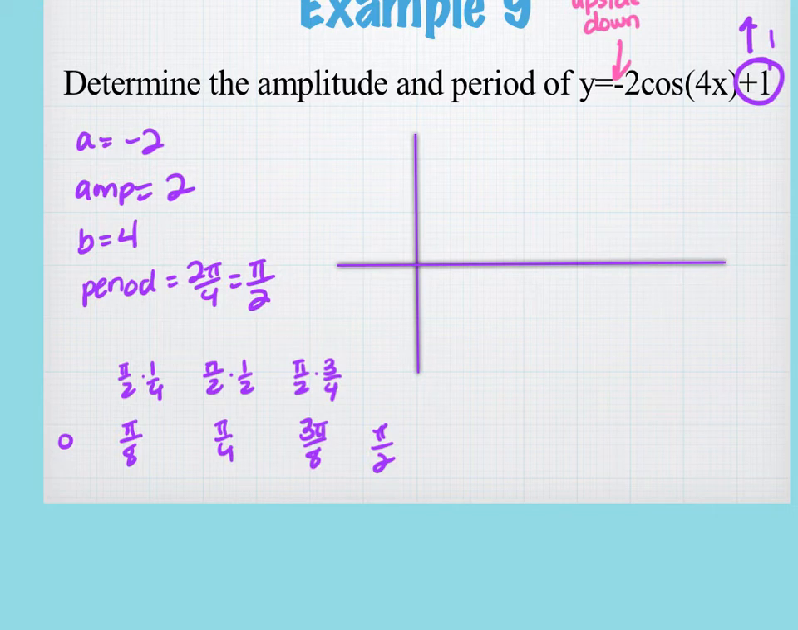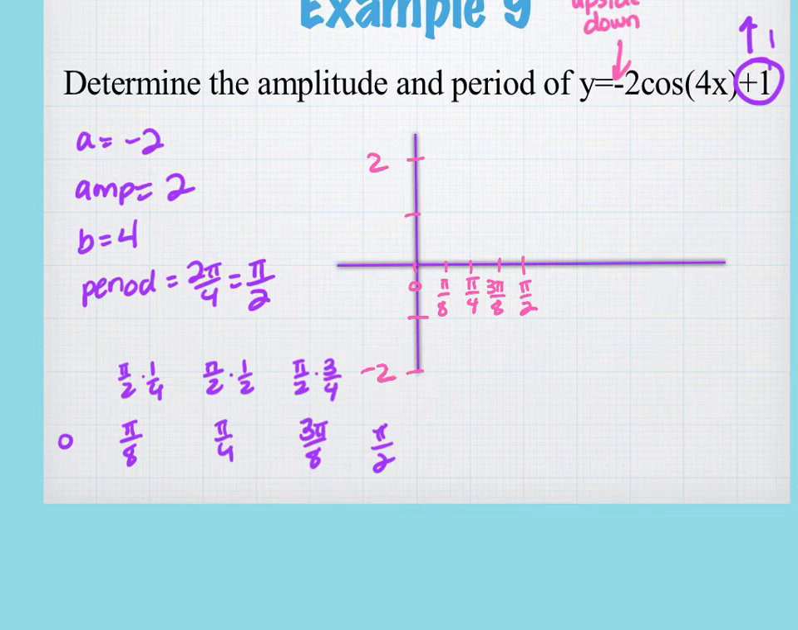Plot your key points. 0, pi over 8, pi over 4, 3 pi over 8, pi over 2, amplitude.